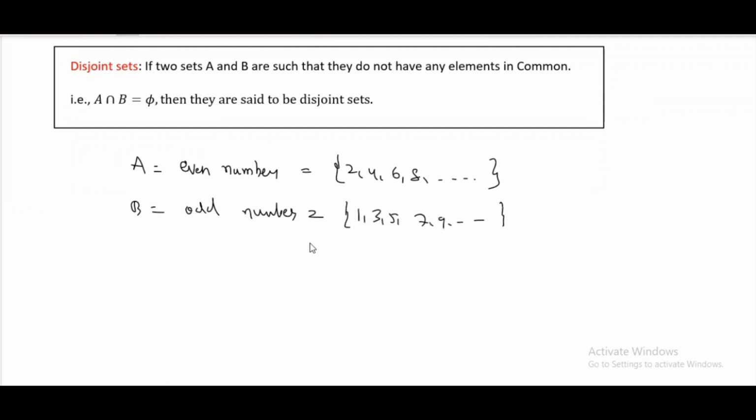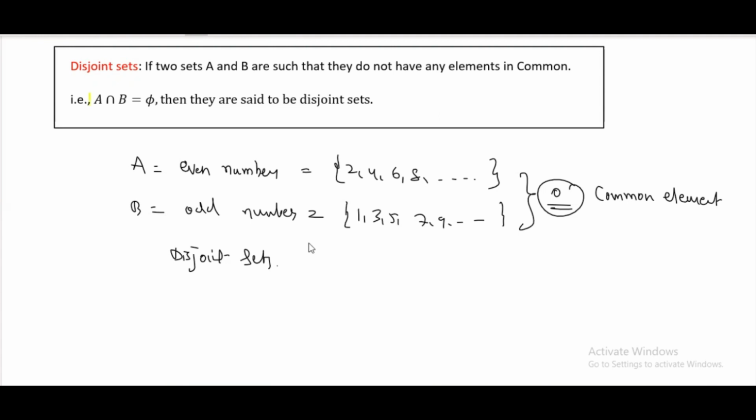Is there any common element for these two? There is no common element, zero common elements in A and B. These kinds of sets are called disjoint sets. That means if any two sets have no common elements, then those sets are called disjoint sets.